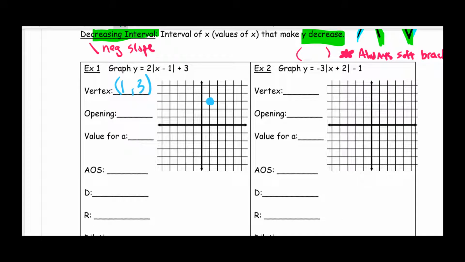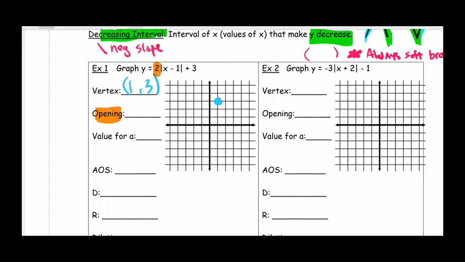Now the opening. I look at the a value for the opening, and that a value is positive. That tells me, generally speaking, that it is going to open up. The value of a, of course, is 2, so my 2 slopes are going to be -2 and 2. From the vertex, I'm going to have this general shape where it opens up with slopes of -2 and 2. Remember, slope is rise over run, so that would be -2 over 1 and 2 over 1.